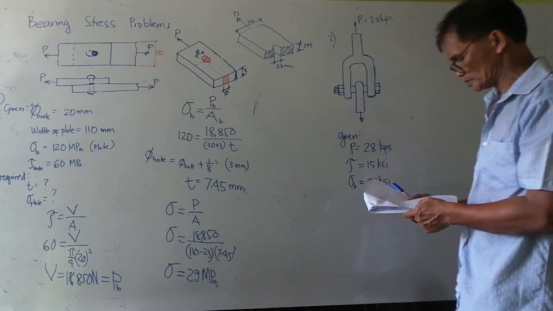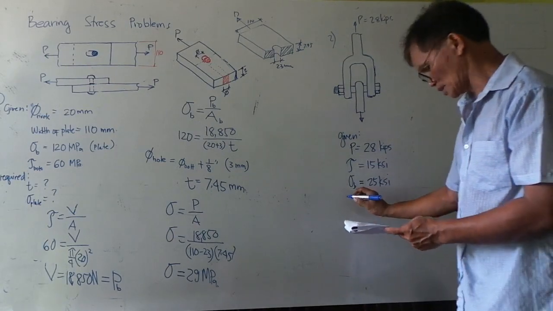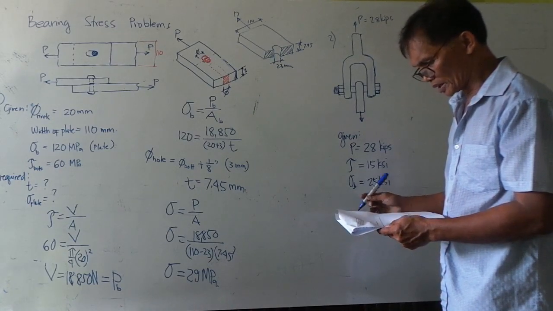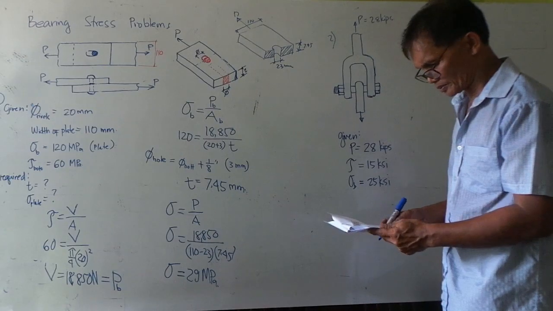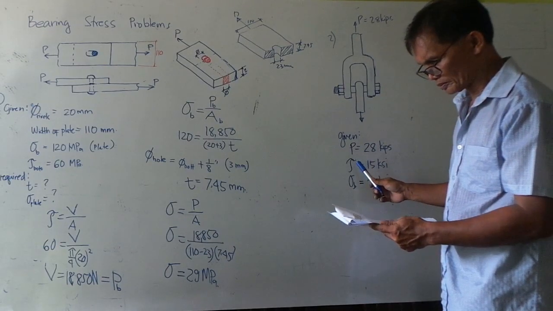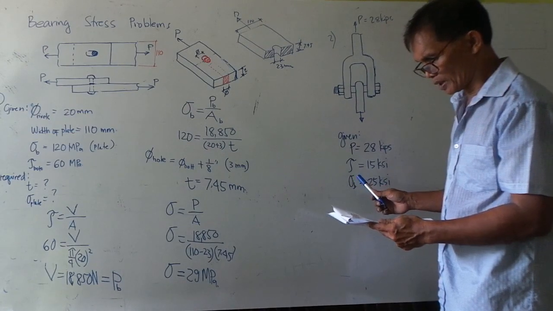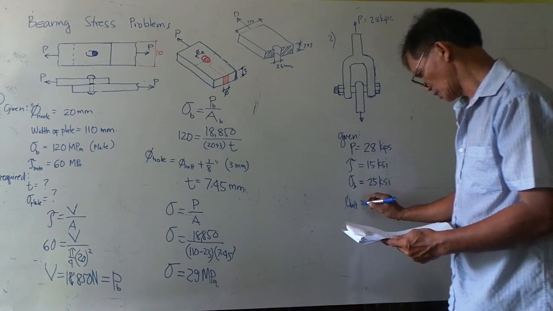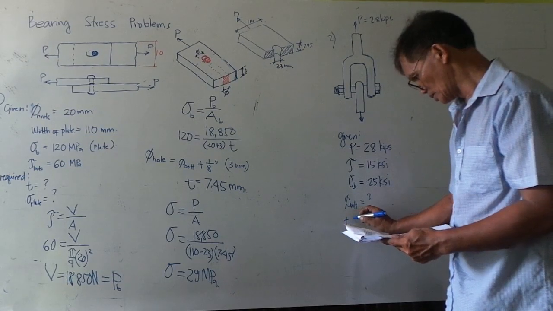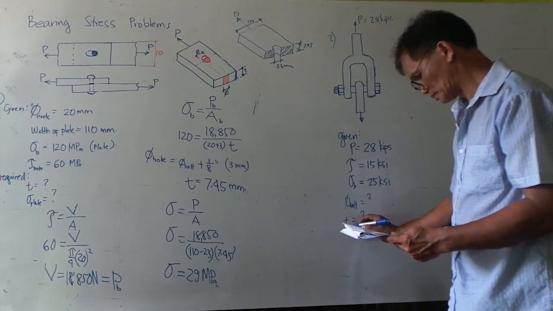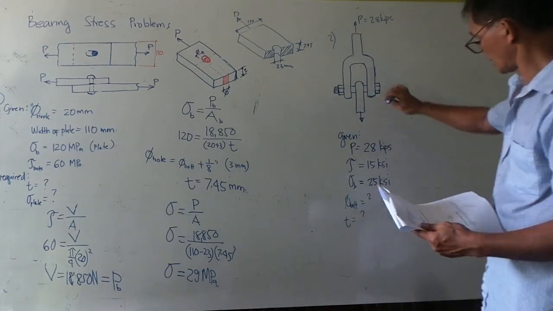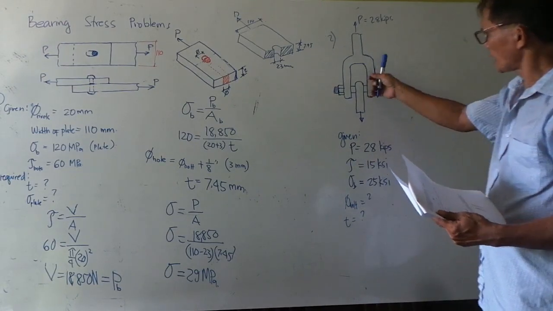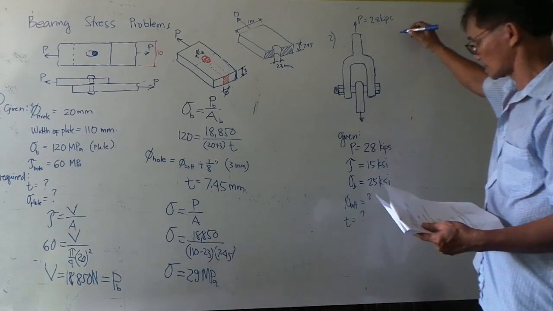We are told to determine the minimum bolt diameter and the thickness of the yoke. First, the diameter of the bolt. Since it is in double shear, the bolt shares the load at two planes, like in the previous problem.